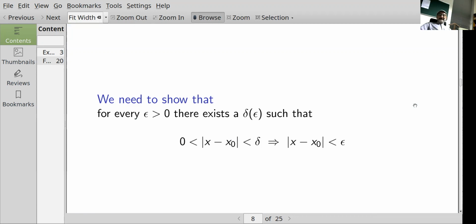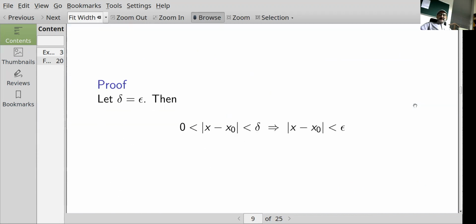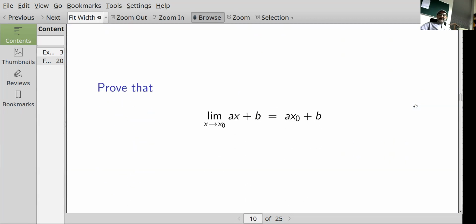Well, if I compare both sides of that arrow, I would say that delta should equal epsilon. So 0 less than absolute value of x minus x naught less than delta equals epsilon implies that absolute value of x minus x naught is less than epsilon. Okay, so that one was easy too. Okay, let's try another one.